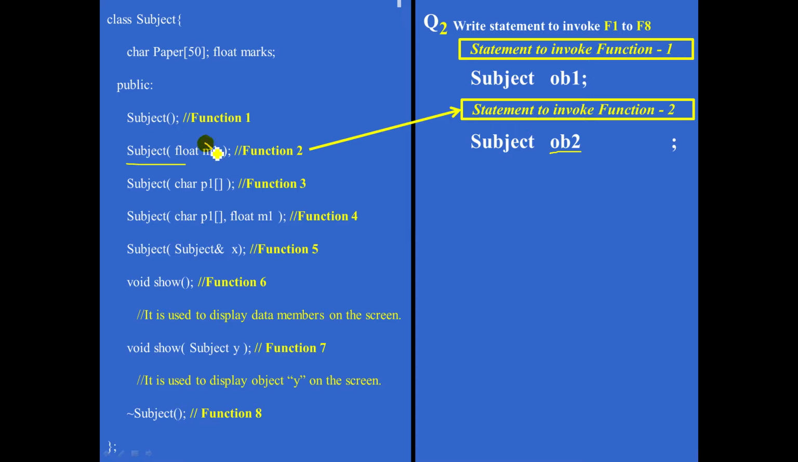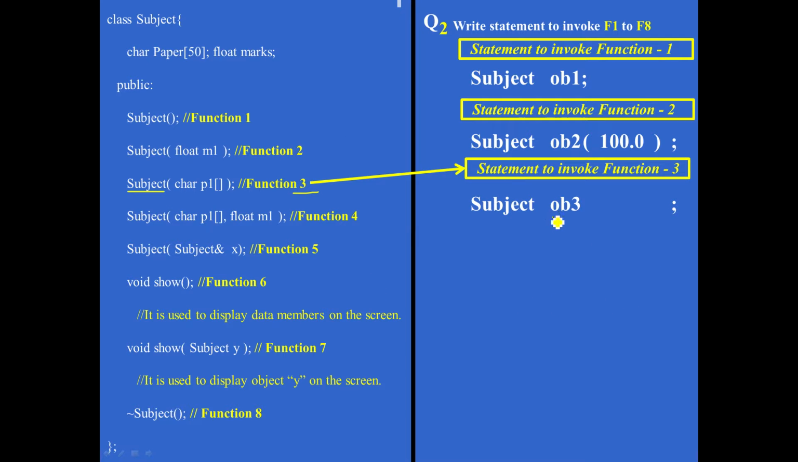Now here a parameter is there, so a decimal number should be passed because the parameter is float M1, hence the quantity to be passed is a decimal number. Now how do you invoke function 3? That is also a constructor. So I need to declare an object of a class. Now the parameter is an array of characters, so you need to pass a string constant.